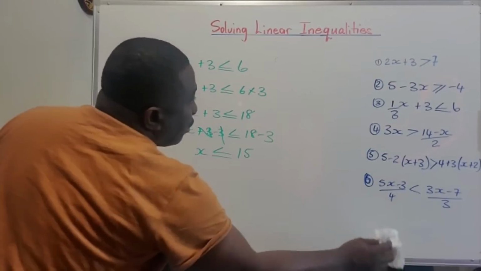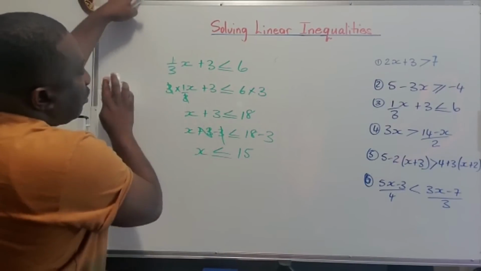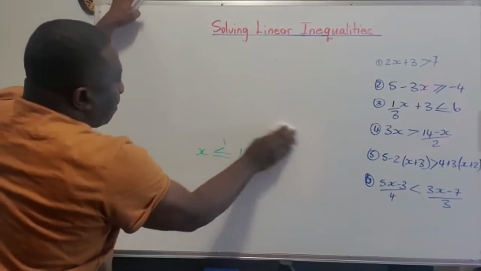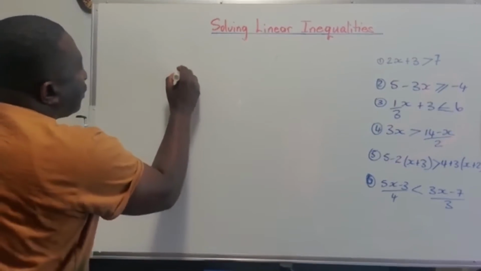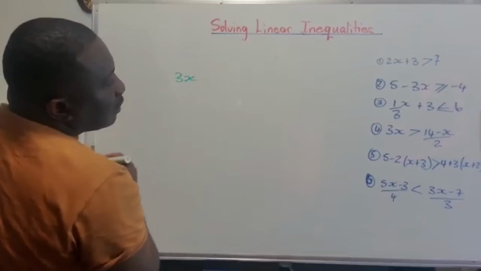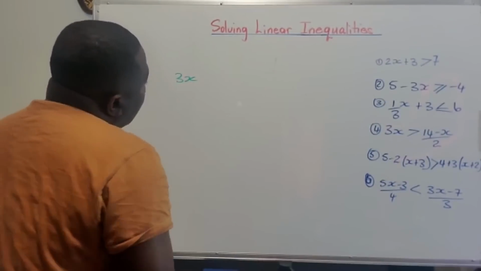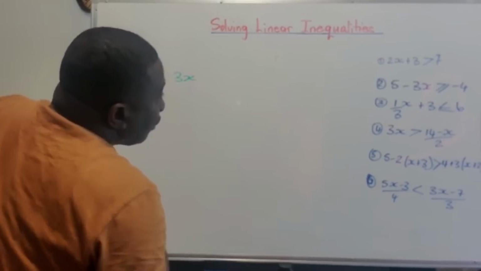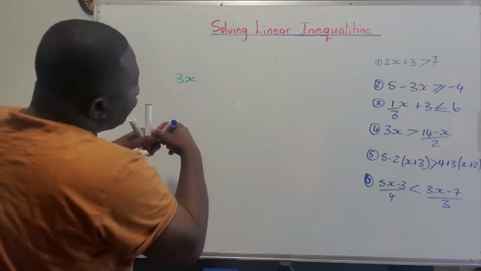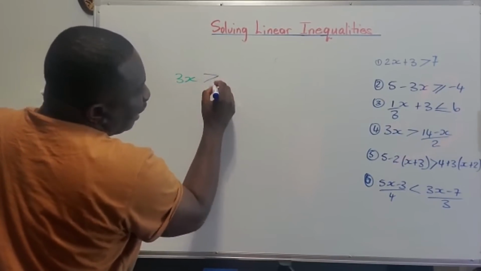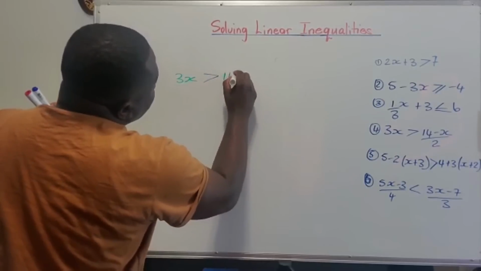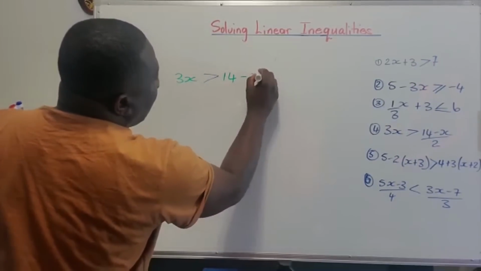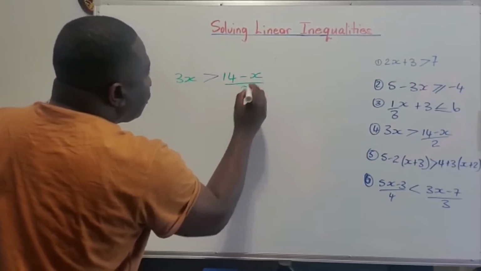Next to the fourth problem, which says 3x is greater than (14 minus x) all over 2.